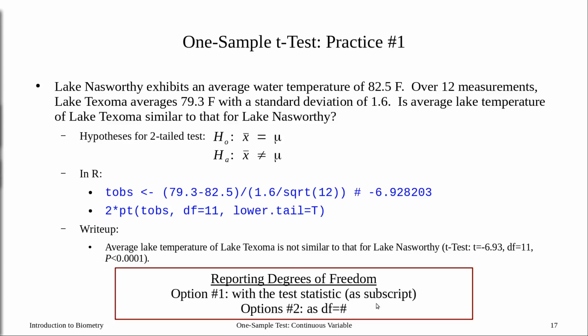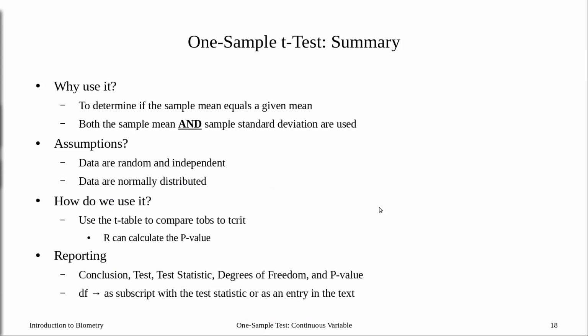I do put a box here about reporting degrees of freedom. We have two options. We can write degrees of freedom as a subscript, which is what I normally do, or we can write df equals the number in the text. Both ways are suitable. If you do it this way, which you'll probably do in a markdown document, that's perfectly fine. We just want to make sure that we do include all 5 things that we have to report.